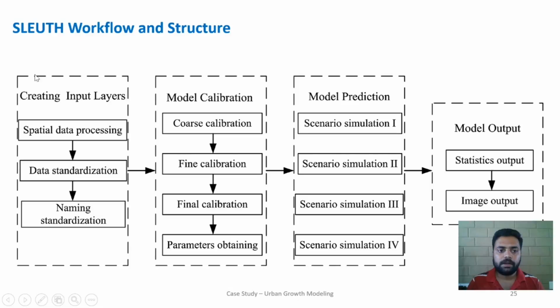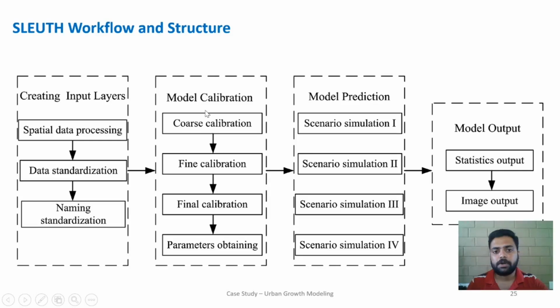So this is the general sleuth workflow or the structure of sleuth. So initially you will create the layers, spatial data processing happens, data standardization happens. What is data standardization? As we mentioned earlier, sleuth completely runs on GIF dataset, that is the grayscale images. So you cannot randomly give some JPEG or some TIFF image or some shapefile, nothing works. It is only based on pure GIF images. So data standardization, we also see number of columns and rows it should match, and also the resolution. So naming standardization should be followed.